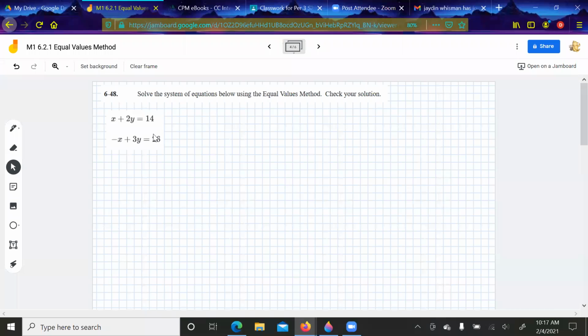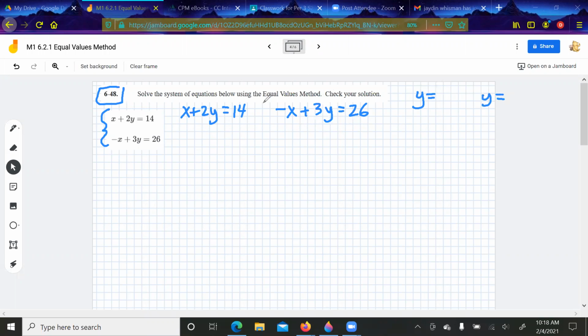Are they solved for y yet? Do they say y equals yet? No, right? So let's copy these equations down. 648. We have x plus 2y equals 14. Usually we write the system stacked like that. I'm going to write them next to each other. Negative x plus 3y equals 26. The reason why I'm doing this is I know we have to change this to y equals, right? We have to get both of them to be y equals.